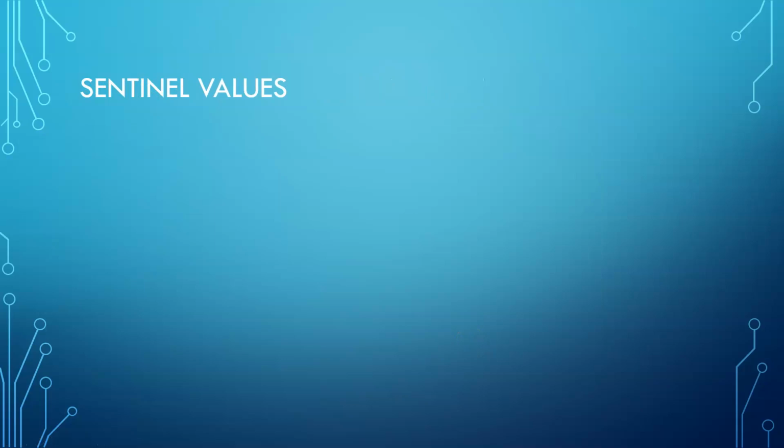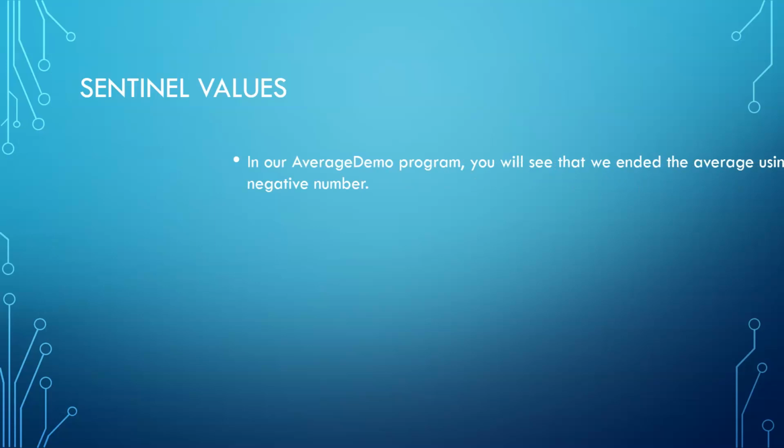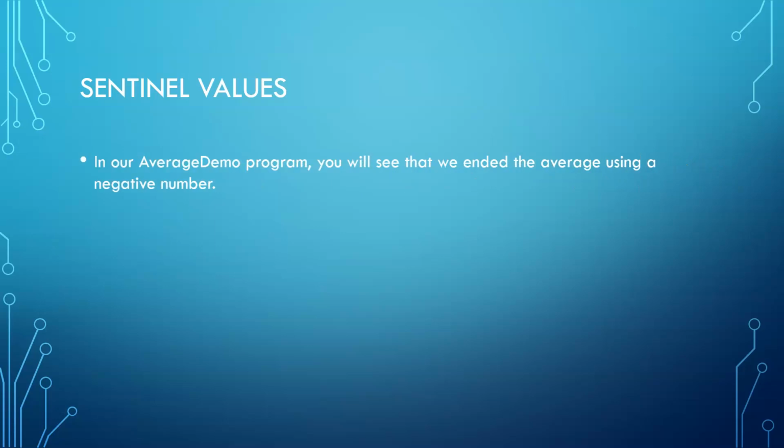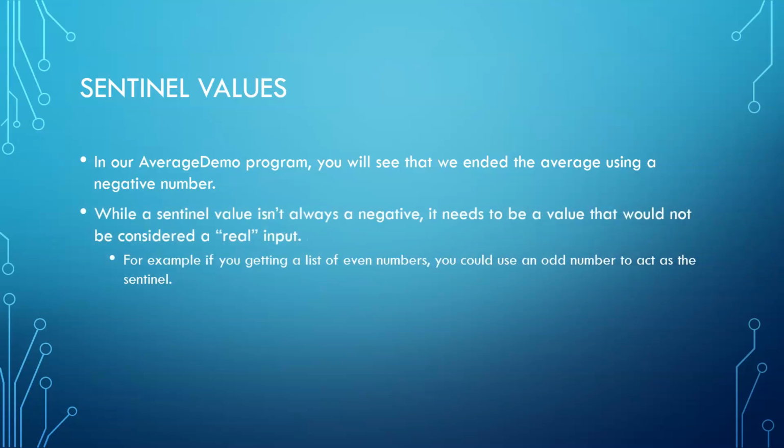All right, sentinel values. Now we've kind of already alluded to what sentinel values are when we looked at this loop, and we said, hey, we want this to stop when it's like -1 or -5 or any negative number. In this program, we saw that we ended that average search using a negative number. While a sentinel value isn't always negative, it could be that way. Maybe we're adding negative numbers and we wanted to stop when we put in a positive number. It does need to be a value that would not be considered a quote-unquote real input.